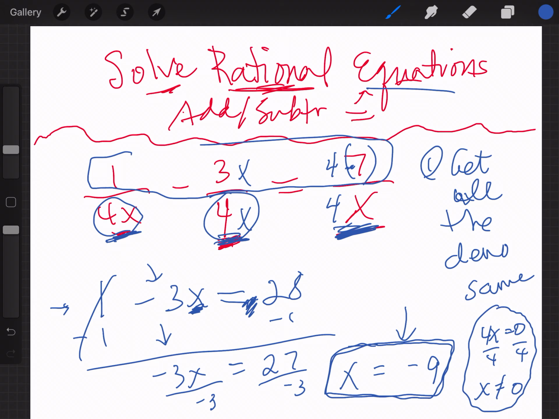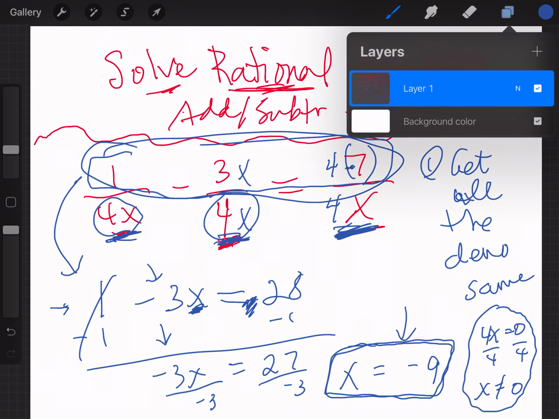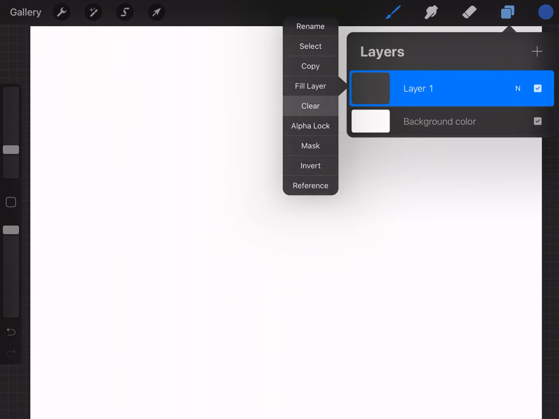Good. I'm going to recap what I did. Got the denominators the same. Once I got the denominators the same, I ignored the denominators and only worked with the top to solve this equation. All right, let's do another one. Anybody got any questions? If you do, email me, write them down so you can email them to me.